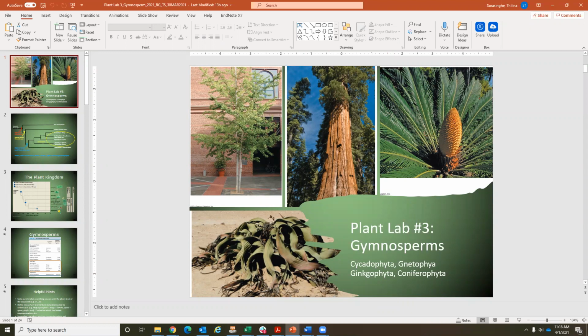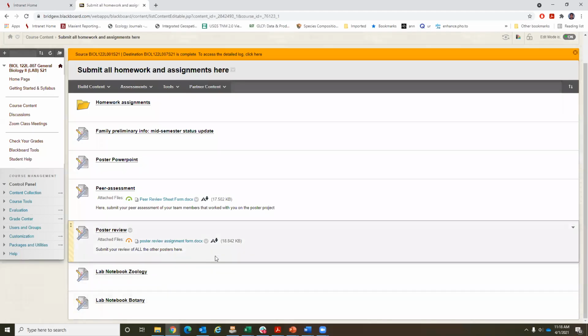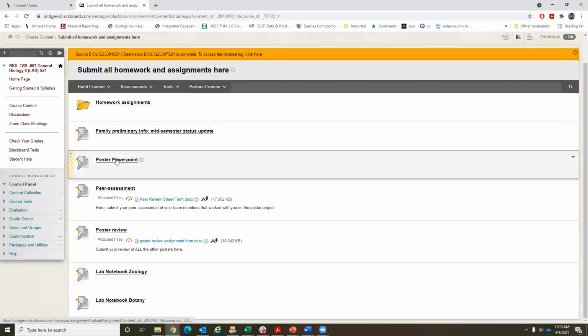Let me take one more look over here. This particular link, the poster PowerPoint link, is where you upload your final poster. When I grade it, I'm going to look at the notes I take while you are presenting, and then, before finalizing your grade, I will look at your final presentation. So upload your PowerPoint presentation over here.